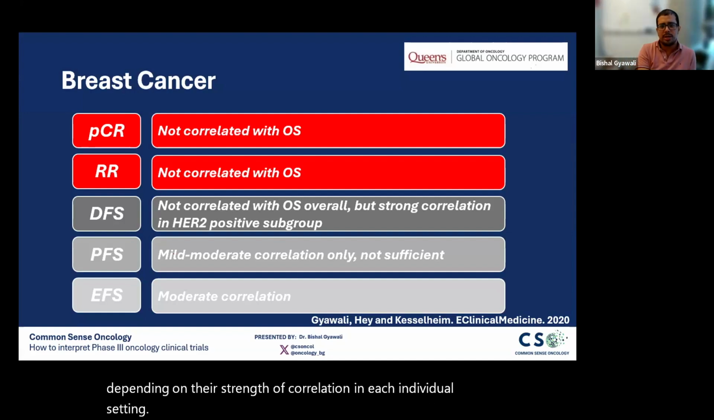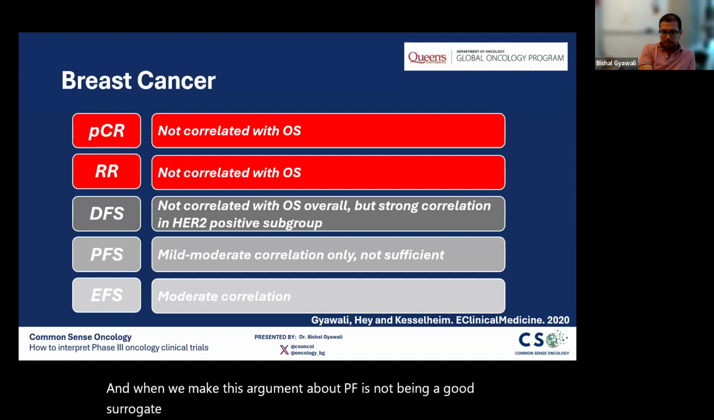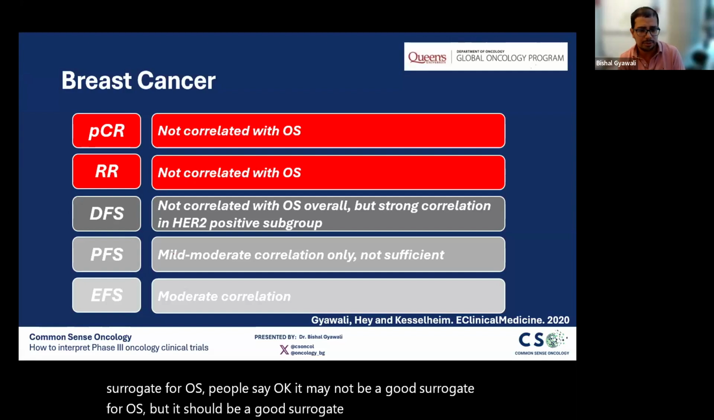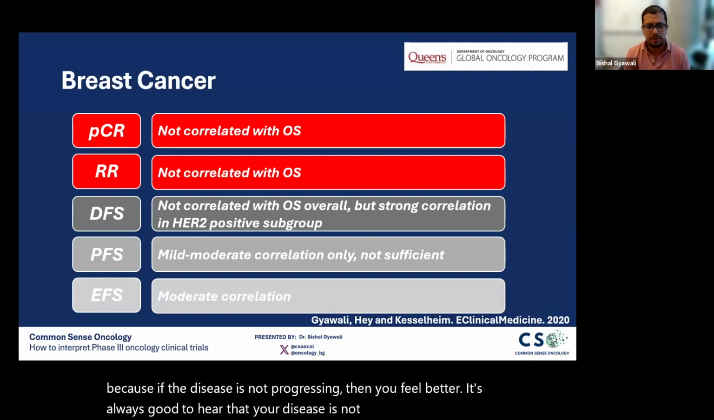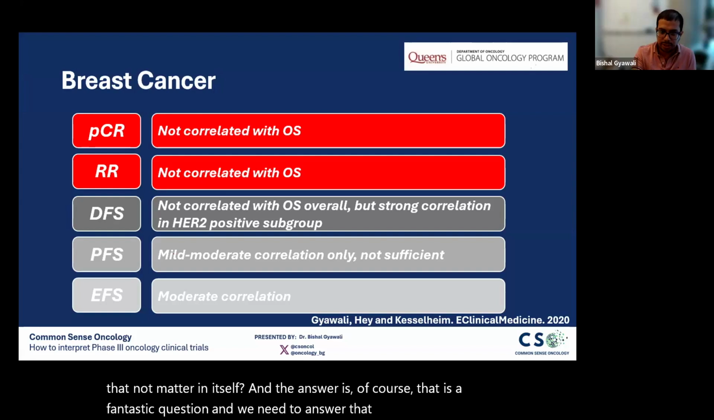And when we make this argument about PFS not being a good surrogate for OS, people say, okay, it may not be a good surrogate for OS, but it should be a good surrogate for quality of life, because if the disease is not progressing, then you feel better. It's always good to hear that your disease is not progressing. So does that not matter in itself? And the answer is, of course, that's a fantastic question. And we need to answer that scientifically. And that's what we did in this paper.